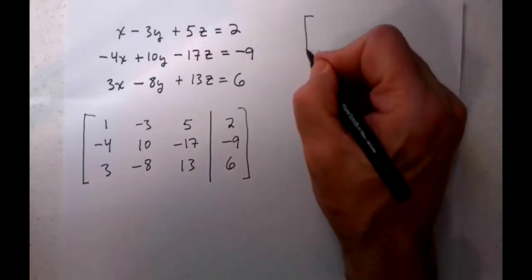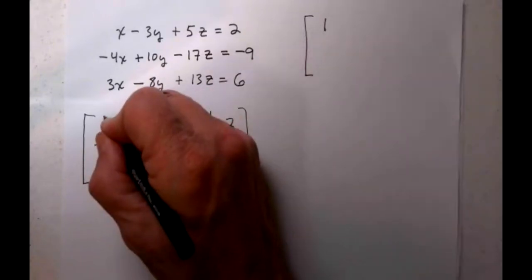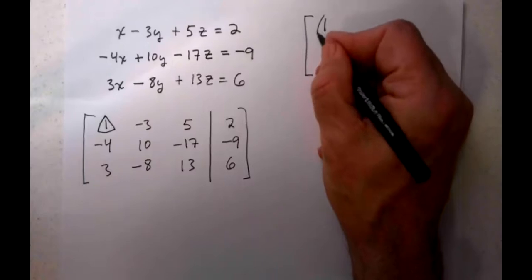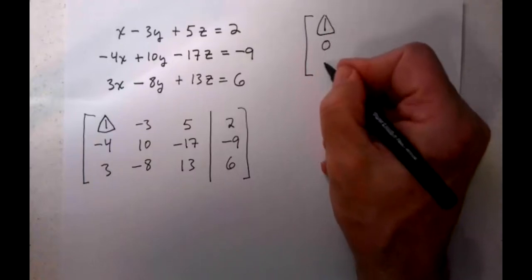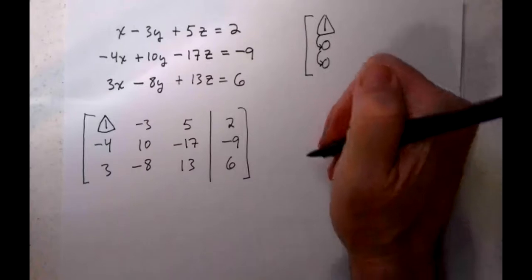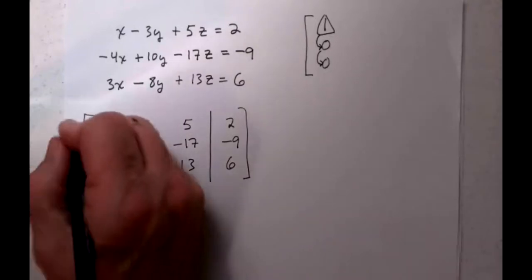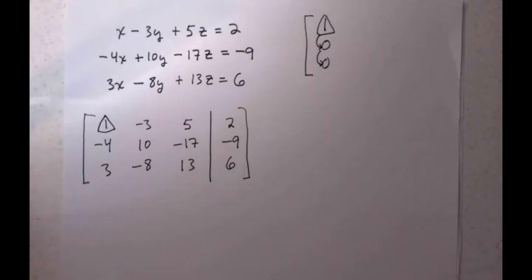So what's our goal? Let's remind ourselves. Upper corner's got to be a 1, which it is. That's our first pivot. So we're going to use that pivot to make zeros underneath. 0 here, 0 here. That's the first thing we've got to do. Now, how do we make this negative 4 a 0? Multiply this first row by positive 4.